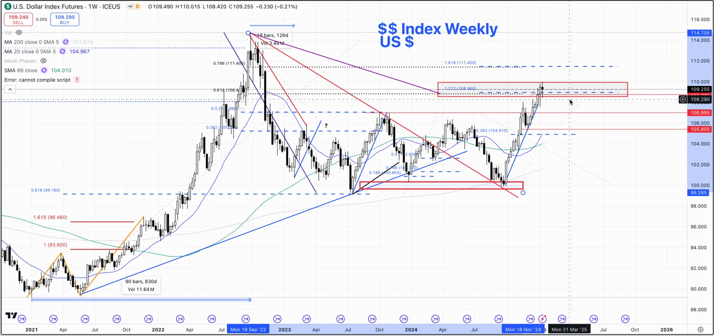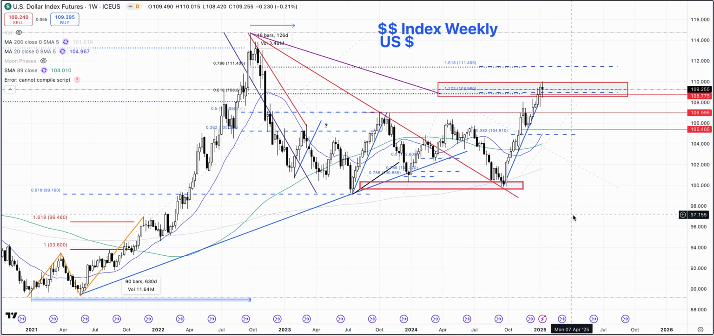For us, there is a chance that we might actually remain range bound, sideways market for next week as well, and then we'll see what sort of move the dollar would like to make from these levels, because it is really critical levels where the dollar is right now.